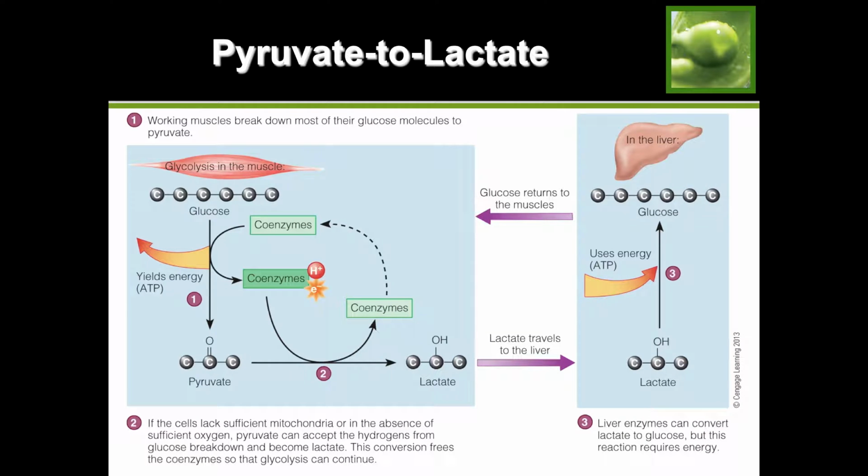So here's pretty much a picture of what happens. You have glycolysis in the muscles. Here's your glucose. Glycolysis is glucose being broken down into pyruvate and yields energy. So then pyruvate gets converted into lactate. But then lactate travels back to the liver. The liver uses energy to convert it into glucose and then sends it back to the muscle to use it for glycolysis in the regular aerobic steps, meaning that's going to go from glucose to pyruvate to acetyl-CoA.